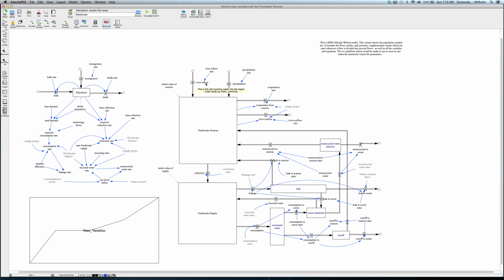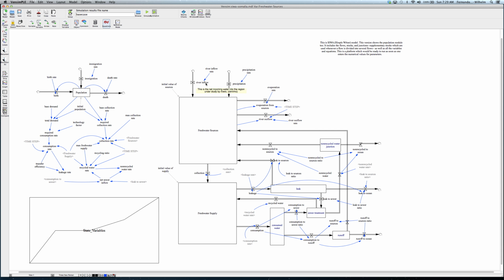Now there are also some inputs into the freshwater sources that come from returns. I'm going to mention these as I complete the cycle. But the freshwater sources are tapped through collection to become freshwater supply. Freshwater supply is essentially the stock that reflects the water that's actually usable, that's accessible for use.